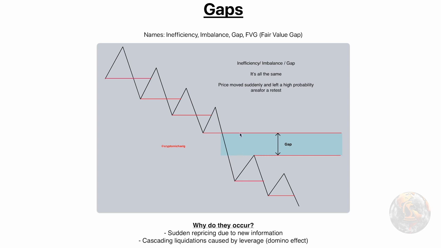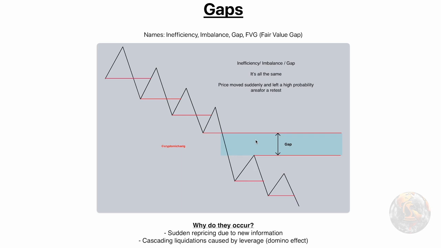Obviously, the word gap is self-explanatory, and I will go through exactly what it is in a moment. And then FVG, this is a term that's been popularized by Forex traders to represent fair value gap. There is a slight difference in a fair value gap, it's just a bit more specific than a regular gap, and I'll touch on that in the next slide.